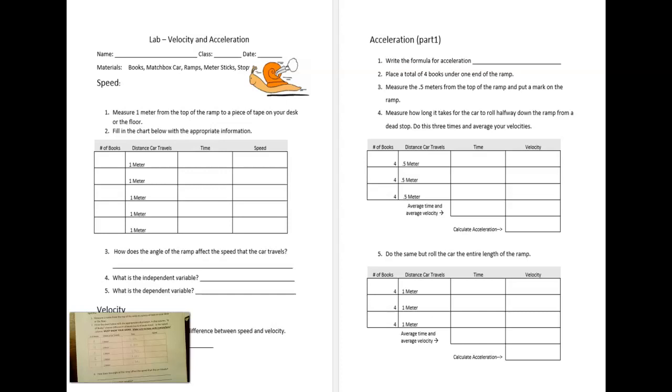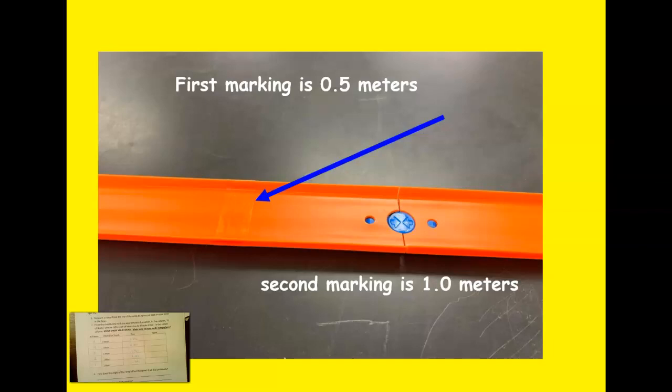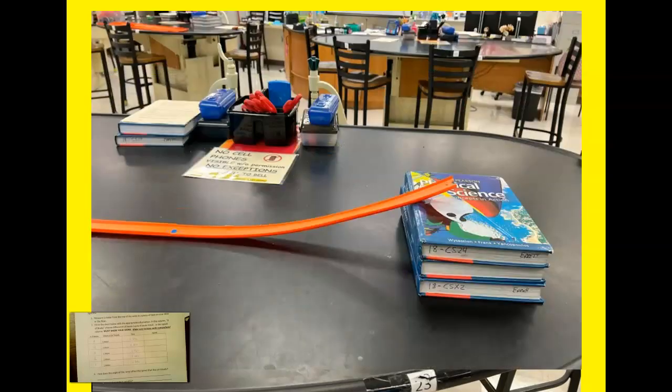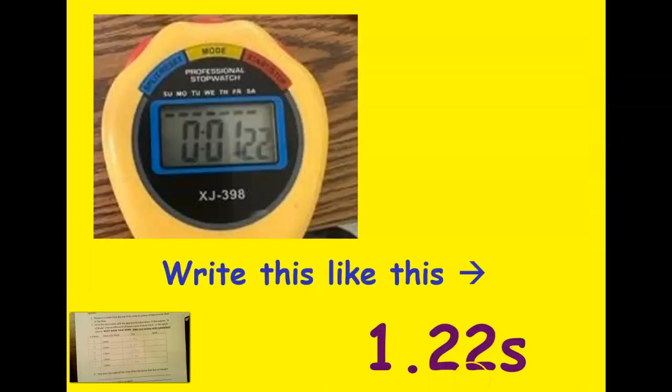So last class we collected data. Remember, for your lab, we timed how fast the car moved at the half-meter mark and then the meter mark, depending on what the lab designated. There were times in which you chose the number of books. So you either had one book, 3 books, or at most 4 books.